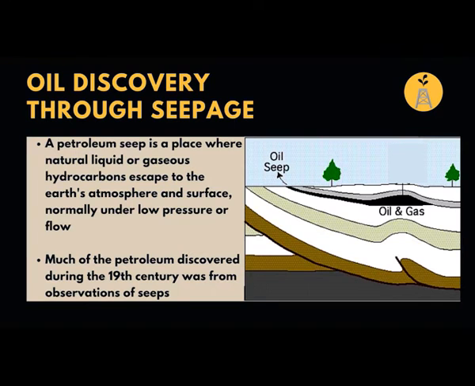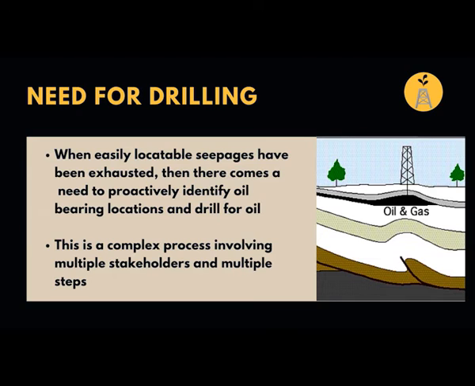Long time back, the petroleum was seeping through the rocks and it was visibly seen on the surface of the earth. And this is how the hydrocarbons were identified. Much of the petroleum discovered during the 19th century was from observation of the seeps. But after some time, the naturally occurring seepages were all exhausted and identified. So, this is where there is a need to proactively go and locate the oil and then drill for oil.